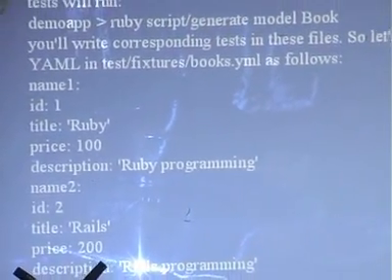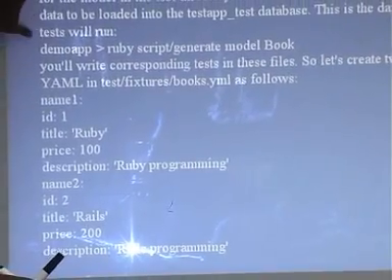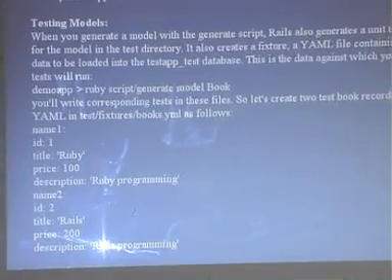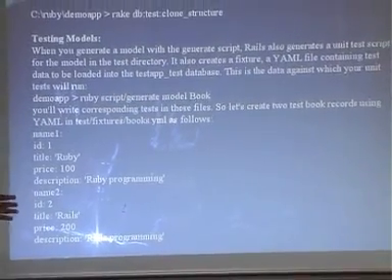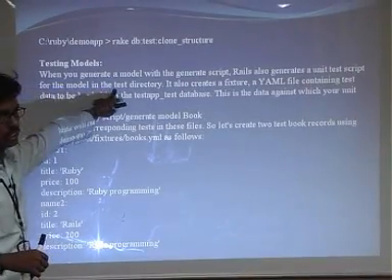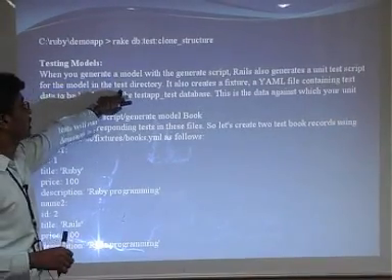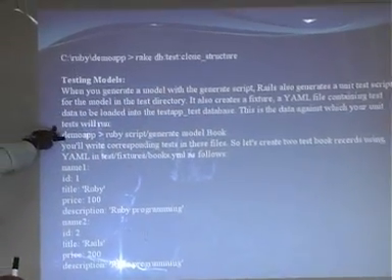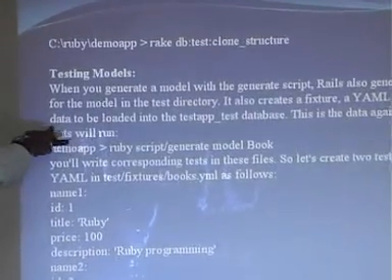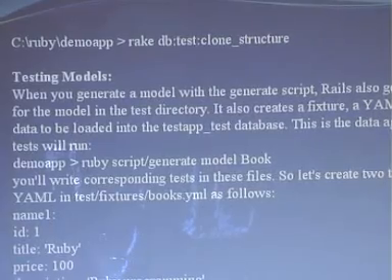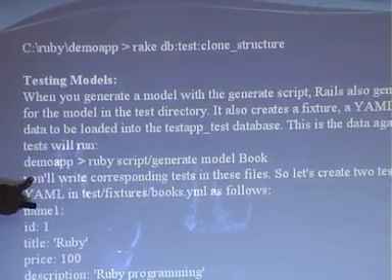Next, test clone structure, then testing the model. When you generate a model with the generate script, Rails also generates a unit test script for the model in the test directory. A test directory is created once you create a Rails application, and in it the unit test script will be generated. It also creates fixtures, a YML file containing test data to be loaded into the test database. This is the data against which your unit test will be run.